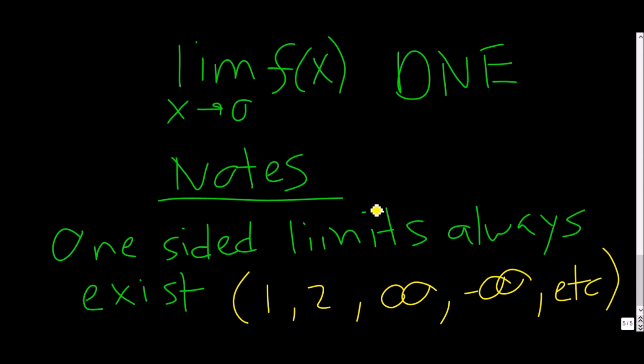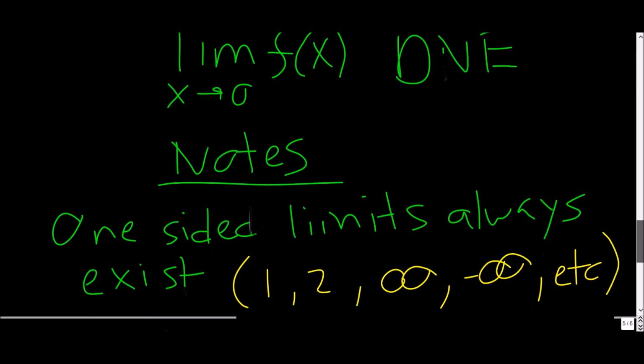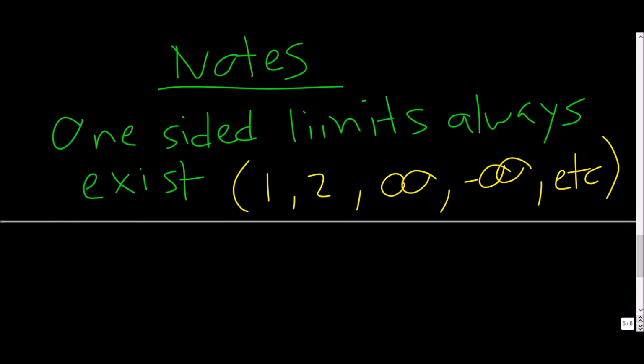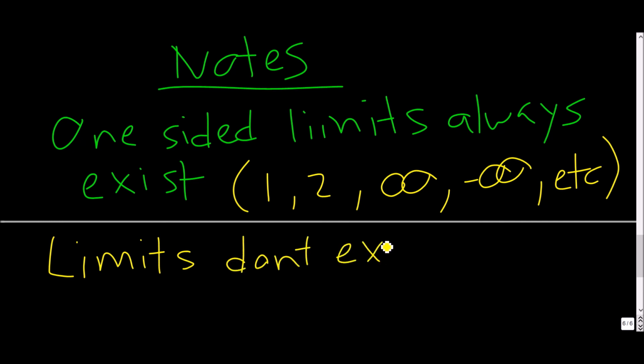Unless, for instance, we only have points. Unless only points exist, the limits are going to exist. Okay, I mean, I guess using the term always isn't great, but virtually for this class, we're always going to have that happen. And then double-sided limits, or limits, don't exist at infinity or negative infinity.